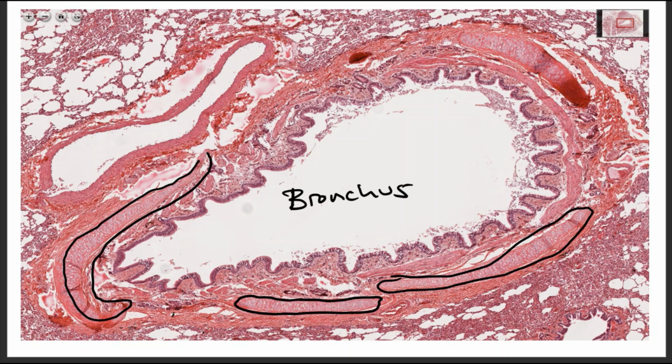And then this part here, this is the bronchiole. Bronchioles are at different levels: you've got primary bronchiole, secondary bronchiole, tertiary bronchiole, terminal bronchiole. Then you've got the respiratory bronchiole. A bronchiole doesn't have cartilage, whilst a bronchus has got cartilage.